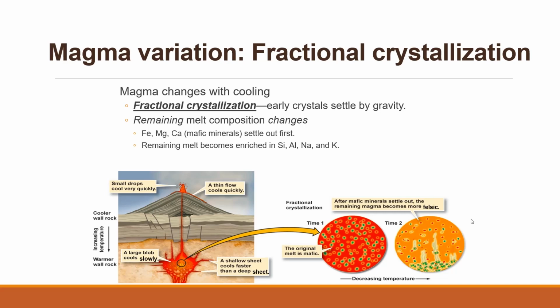They tend to settle by gravity to the bottom of the magma chamber, which will leave the remaining melt more silica rich. So we're going to pull out the iron, magnesium, and calcium, the more mafic materials. The remaining melt will be enriched in the more felsic materials. So this will be the silica, the aluminum, the sodium, the potassium. So we can go from a mafic magma by pulling out those more mafic components to a more felsic magma. Both of these processes, actually all these processes, will drive our magmas toward the felsic end.